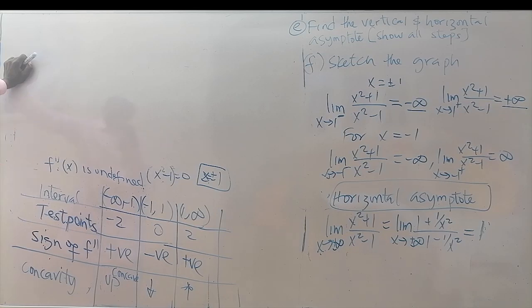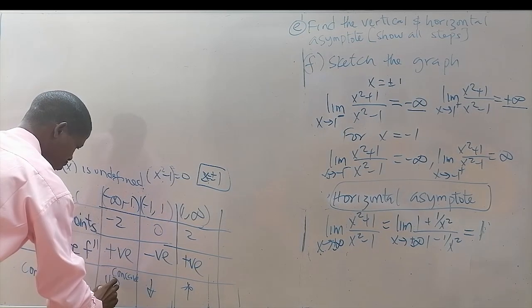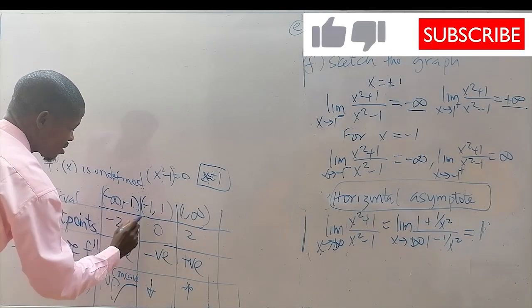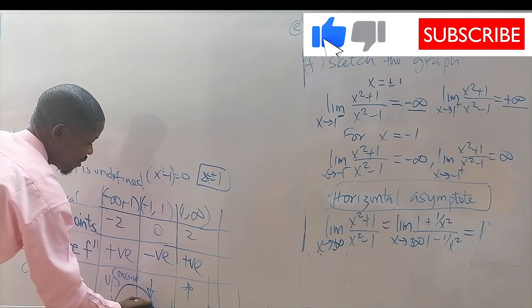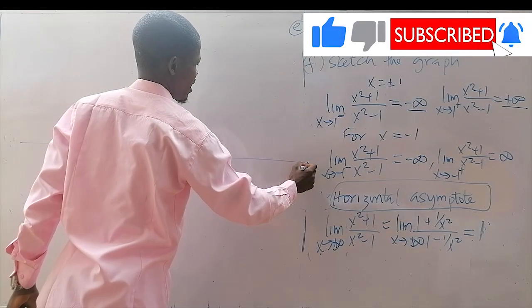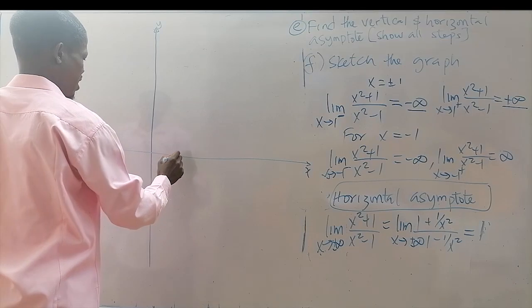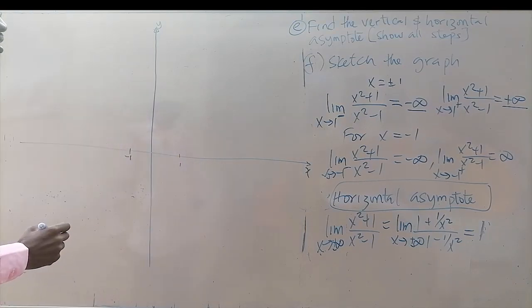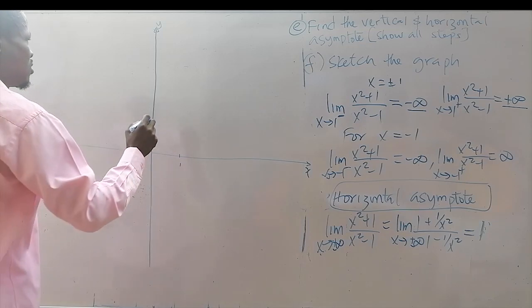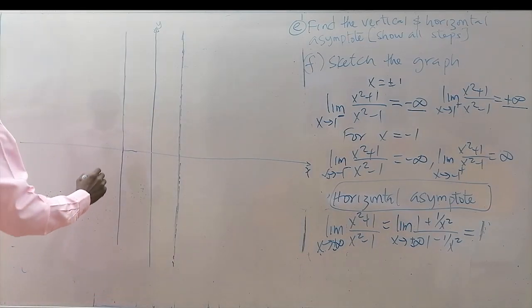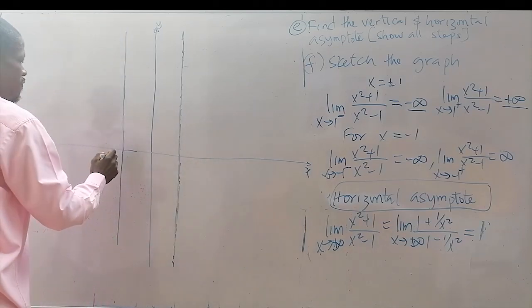Okay, you can realize that at minus 1, it's concave up. It's concave up here, but at minus 1, that is what is moving down. It's concave down. So this is my y-axis. This is my x-axis. So let me just indicate this one is 1. This is minus 1. There is a vertical asymptote at x equal to plus or minus 1. So I'm going to indicate that in this place. So that's my vertical asymptote.